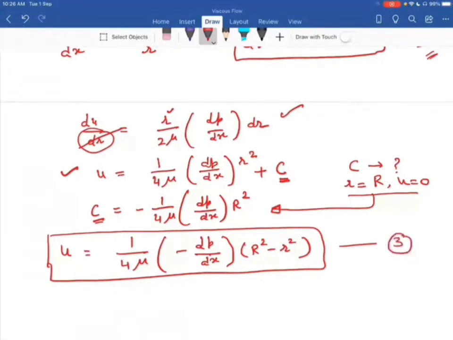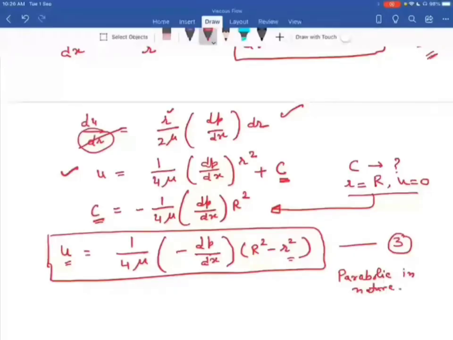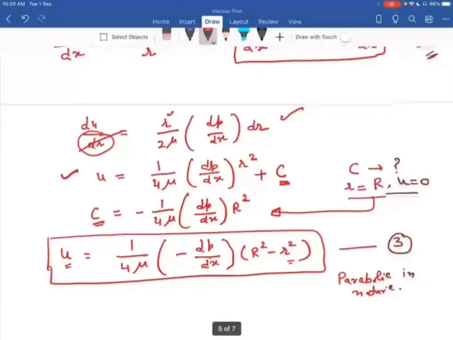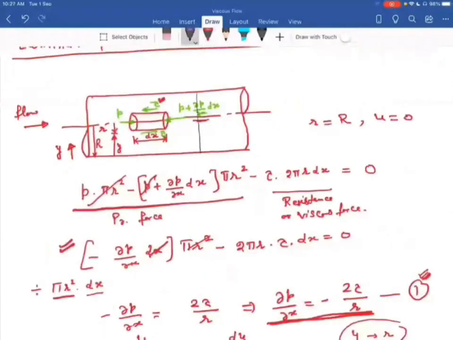Now you can see this equation again. u is depending on the square of r, so this variation again is parabolic in nature. If I draw the velocity profile, this is parabolic in nature. This is how velocity varies along the section.